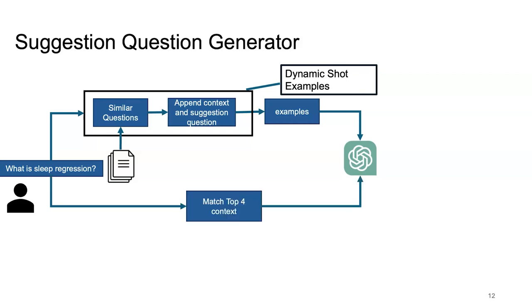Similarly, we match the query with the list of contexts and retrieve the top four contexts. The examples along with the context are passed to the LLM to generate the suggestion questions. And in total, we generate three different suggestion questions. Before going through the final prompt, let us look into the dataset used.